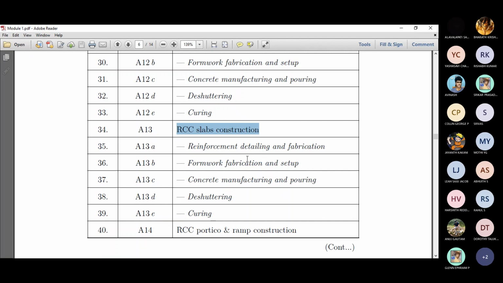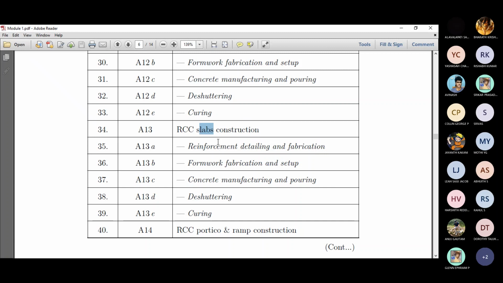We talked about reinforcement, formwork, then concrete manufacturing, then pouring, and de-shuttering and curing. Remember, the de-shuttering times for slab, column, and foundation are not the same. It's unique for unique operations. Like the slab has the highest number of days. After that only you have to de-shutter it.